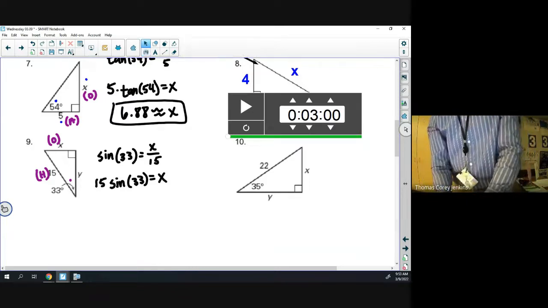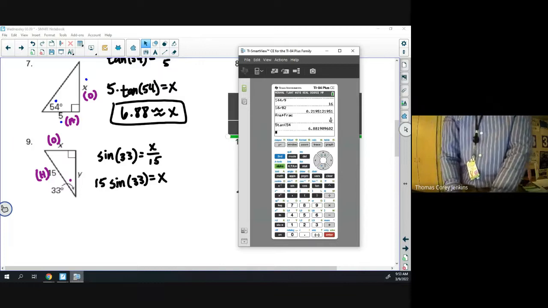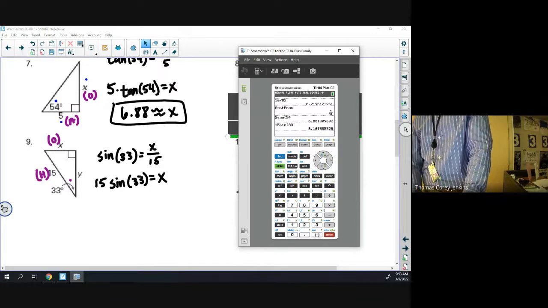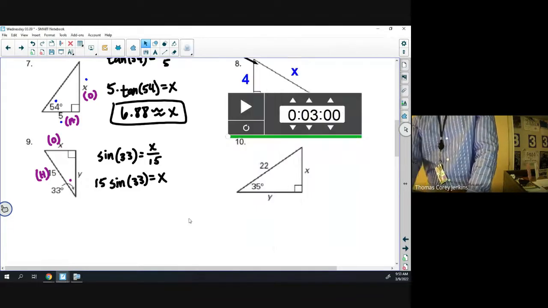And again, we can't do that without our calculator. That's going to be some irrational number. So 15 sine 33 looks like about, we're going to round up to 8.17.